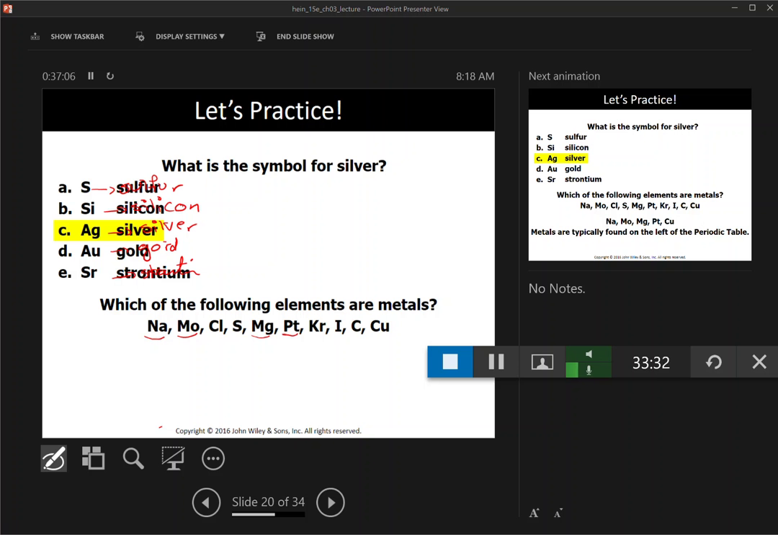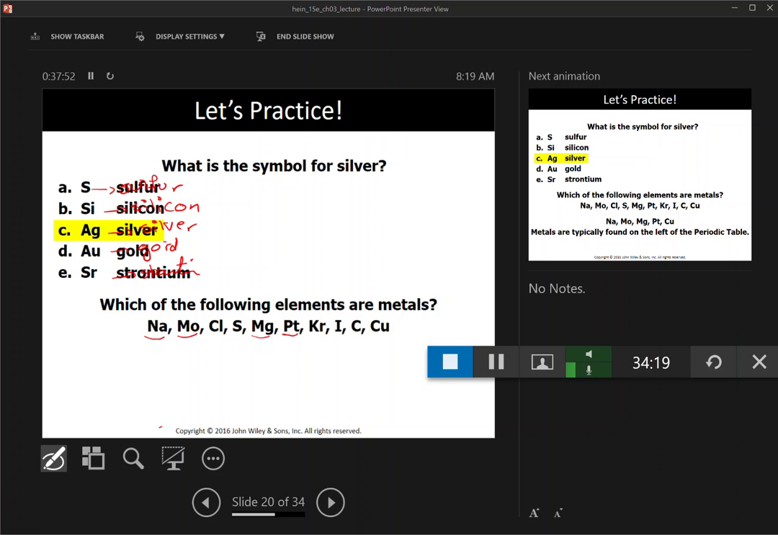Krypton is element number 36. Is krypton metal, non-metal, or a metalloid? What is krypton? Non-metal. Very good. What's the group number for krypton? 8A. What are the elements in group 8A called? Noble gases or inert gases. The reason we call them noble gases or inert gases is because they're actually inert. They don't participate in any sort of chemical reaction. It's impossible to get them to participate in any sort of chemical reaction.